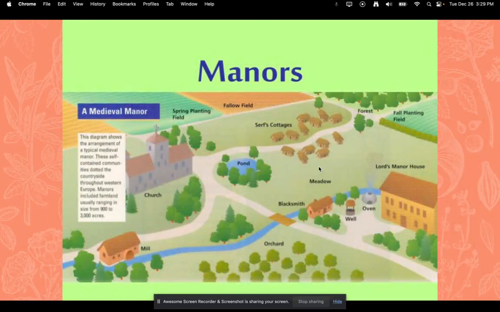So here's kind of a map of what a manor would look like. There's usually a church. There's the mill for grinding up the wheat. There's all the fields around it. You can see the manor house is the nicest house, and then all the little sad cottages are kind of in this little village.